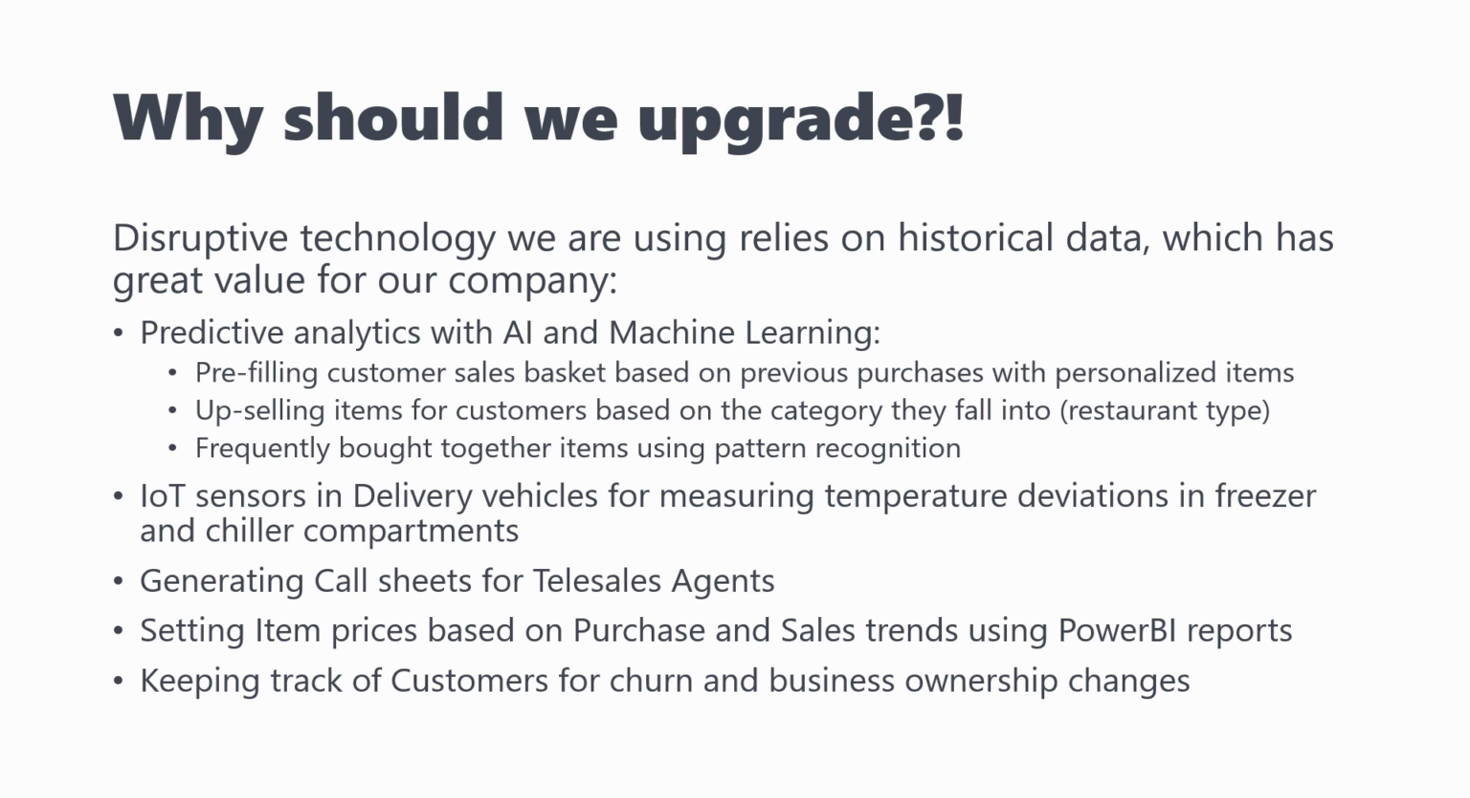We're also generating call sheets for our telesales agents, where we know which customers like to be called and have a personal care over the phone instead of using the online sales channels. So it's also an important piece for us. We are setting our item prices based on purchase and sales trends using Power BI reports in our purchasing department. So if the price of, let's say, the potatoes goes up because there was a shortage or a big drought, then we can adjust our prices in a smart manner to cover the market needs and have our profit margins secured. We're also keeping track of our customer churn and business ownership changes.